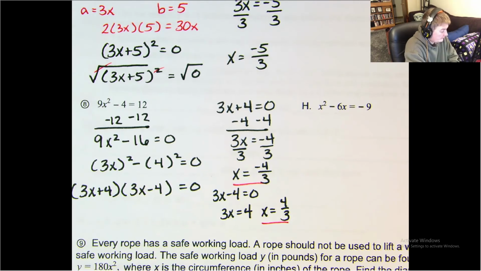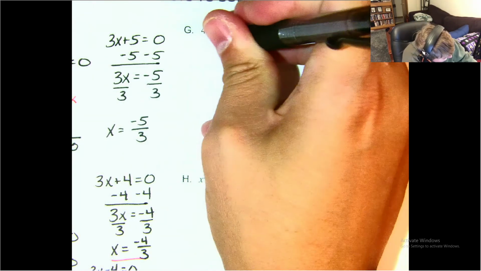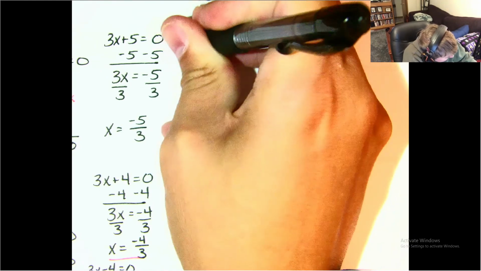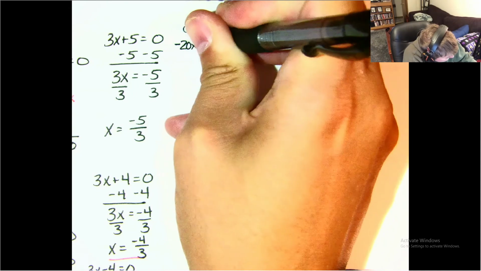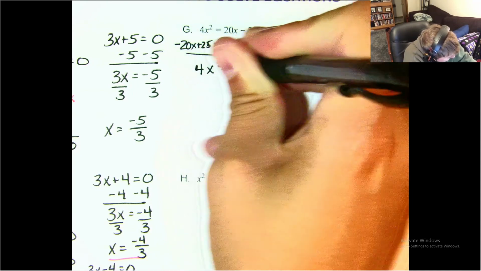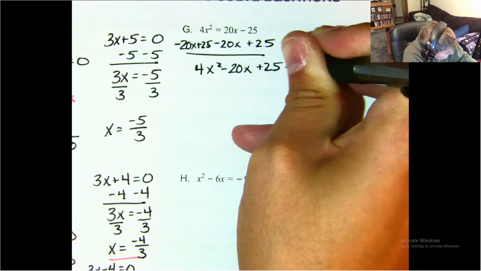Okay, let's go ahead and I want you to pause the video. I want you to try G and H on your own. Then we'll tackle the word problem, and that will be the end of 4.3. So I'm assuming at this point you've already tried this on your own, and you're just here to see how you did. So I'm going to subtract 20x and add 25 to each side to get 4x squared minus 20x plus 25 is equal to 0.